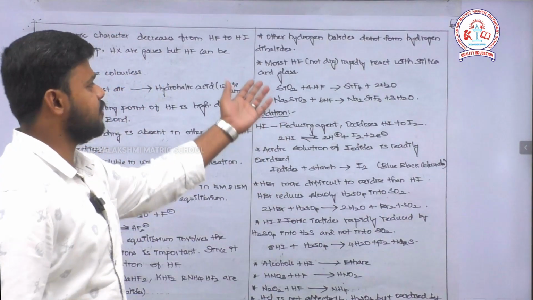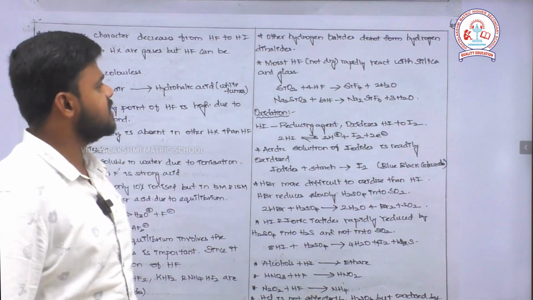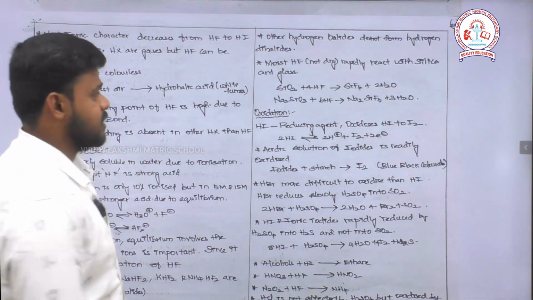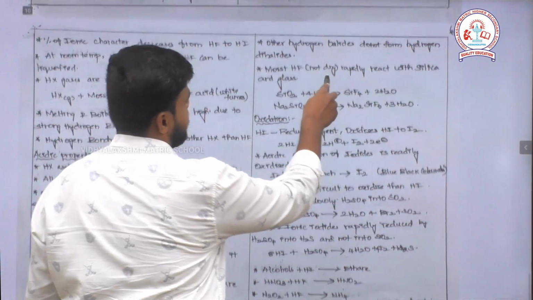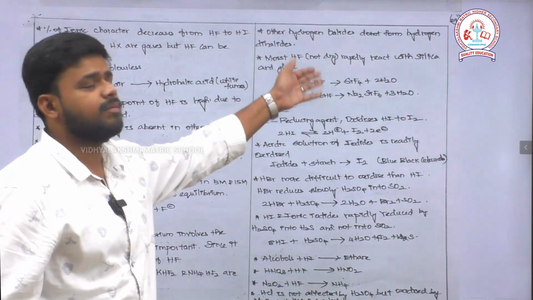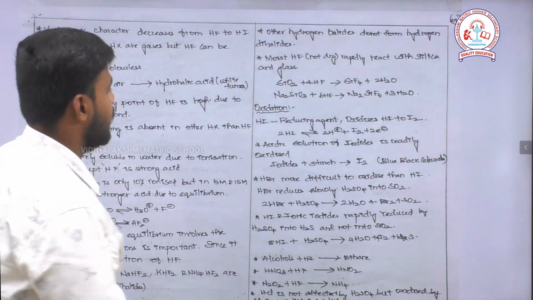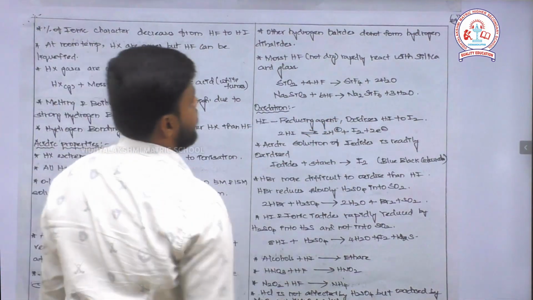Moist HF, which is not dry, rapidly reacts with silica and glass. HF has an ability to react with silica and glass, thereby forming silicon tetrafluoride and sodium hexafluorosilicate, Na2SiF6.